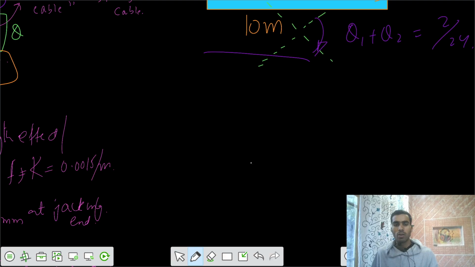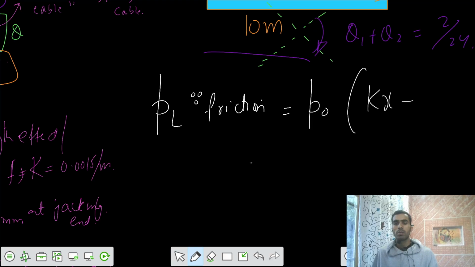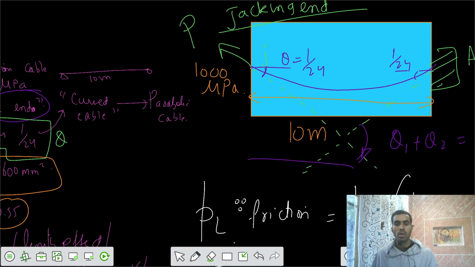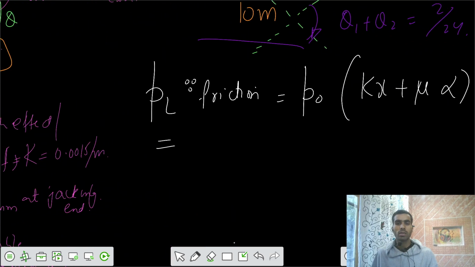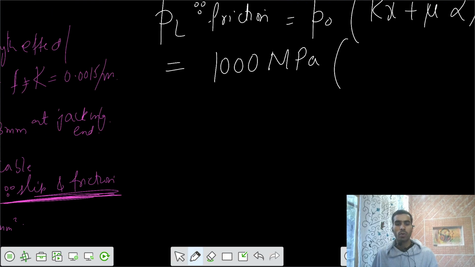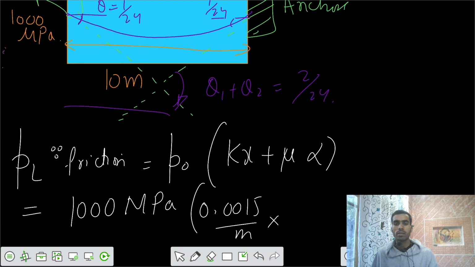That's loss of stress because of friction. Loss of stress in the steel wire because of friction. That's P naught times (Kx plus mu alpha). Your initial prestress was how much? P naught was your 1000 megapascal. And K value is 0.0015 per meter into X. What should be the value of X?